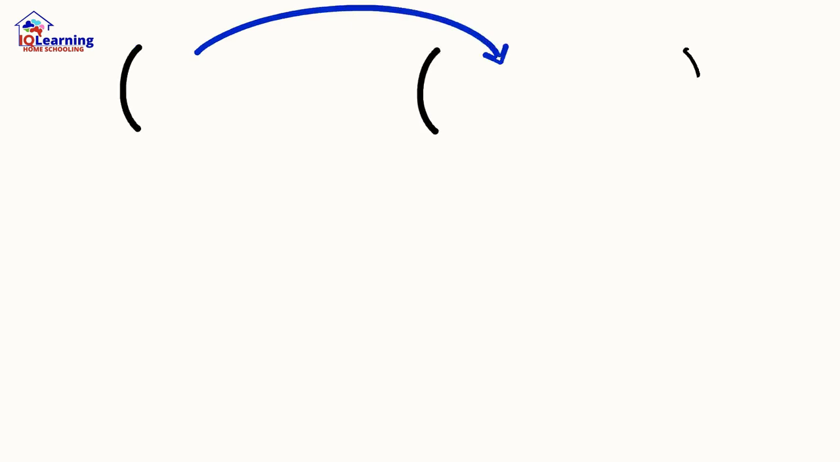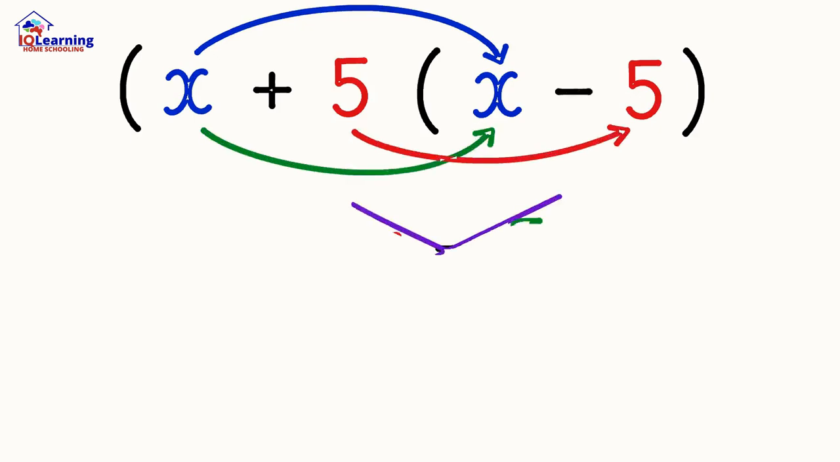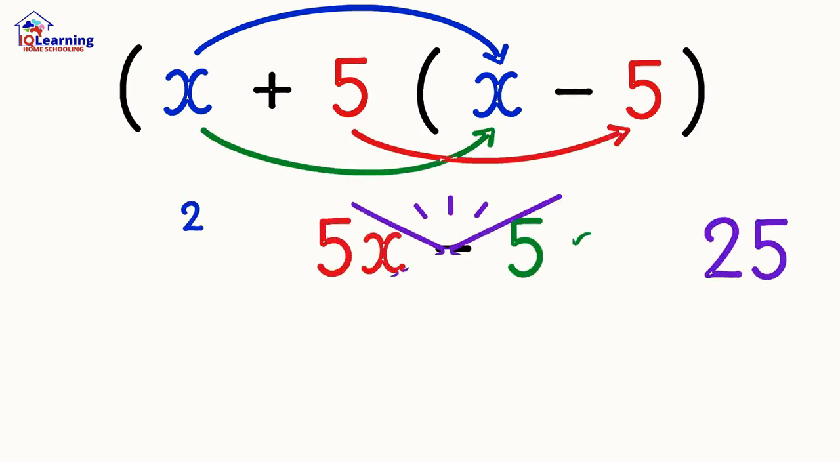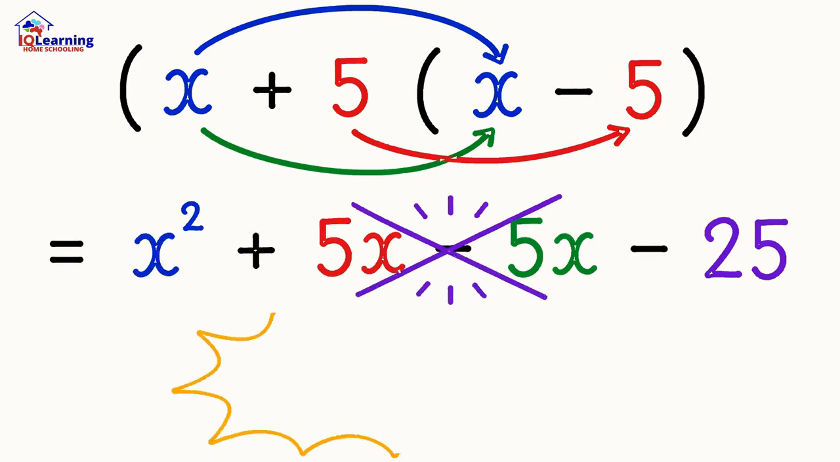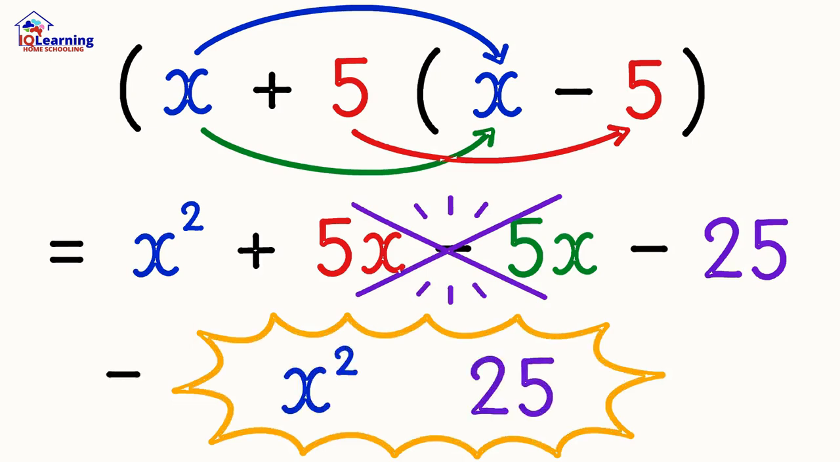Now, what about x plus 5 times x minus 5? Here, something different happens. The middle terms, a positive 5x and a negative 5x, cancel each other out completely. You're left with just two terms, x squared minus 25. This is the difference of two squares.